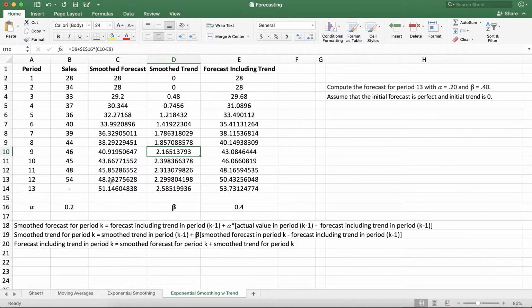So what I have here is my forecast. Let me highlight that area. This is my forecast. Since the question is asking us to forecast the sales in period 13, and we have trend in our data set, my answer is going to be 53.73, because my data has a trend and I'm looking at the forecast including trend. So the forecasted sales in period 13 is equal to 53.73.